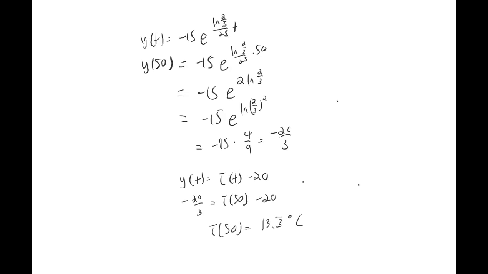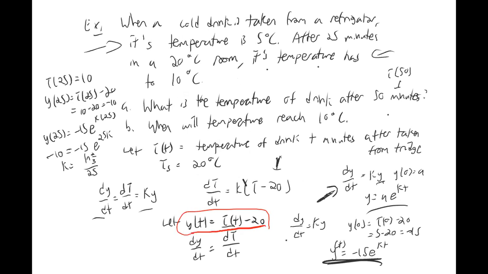So you see, it's a little harder than the population problem because you don't exactly get your differential equation. You have to make a substitution, right? This thing is close to being your differential equation, but there's a minus 20. That's annoying. So we let y be t minus 20, and then we get it of that form.